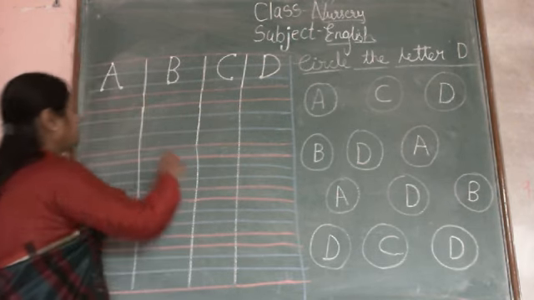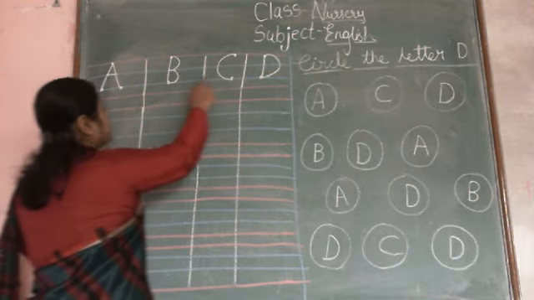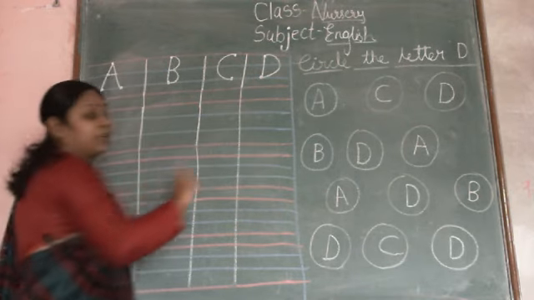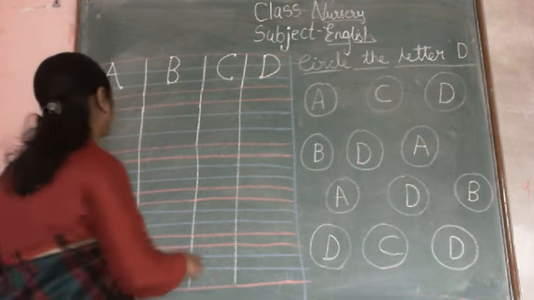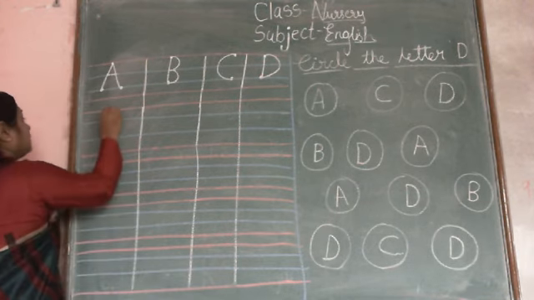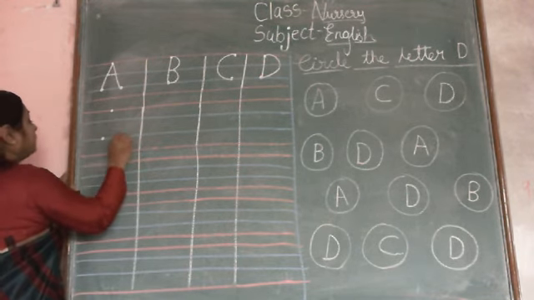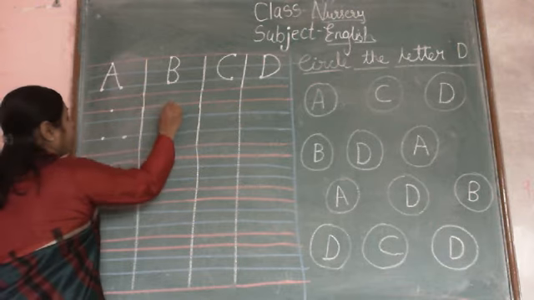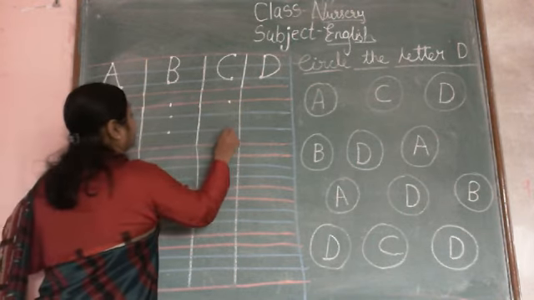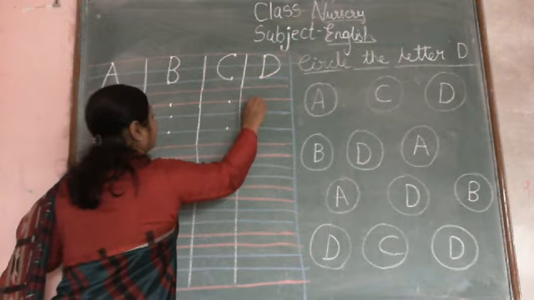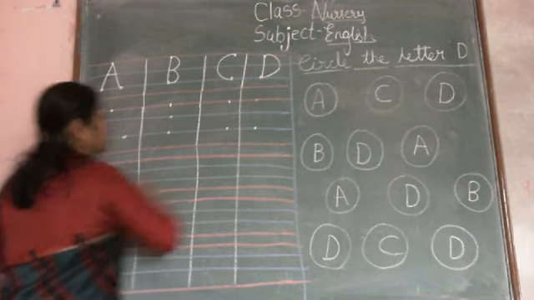Today we will learn to write A, B, C, D in sequence. You have to say and write one full page. Mama will help you by putting dots and you start writing. You will start writing in sequence.